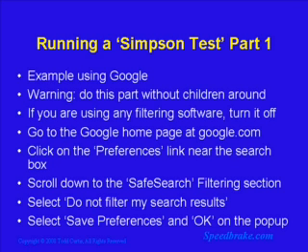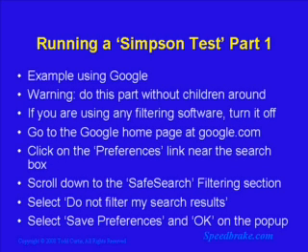Before you begin, turn off any filtering software that may be running on your machine. Go to the Google homepage at google.com. Click on the Preferences link near the search box. Scroll down to the Safe Search Filtering section and select Do Not Filter My Search Results.